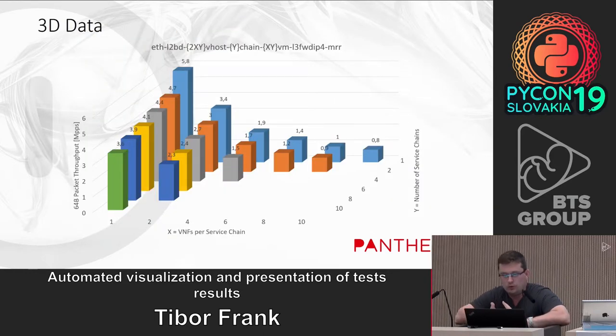Some of our visualizations present three-dimensional data. For example, packet throughput is measured in a configuration with two changing parameters. These changing parameters are on the X and Y axis and packet throughput on the Z axis. This graph you see now, I created in Excel as an example.